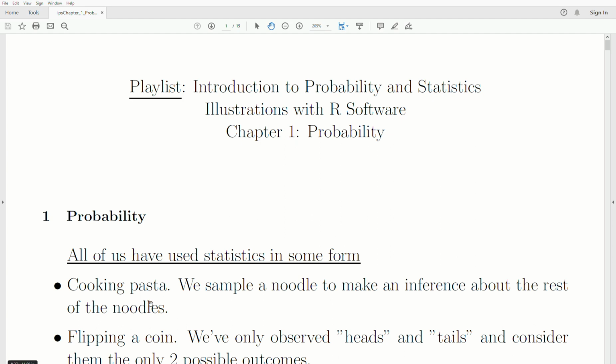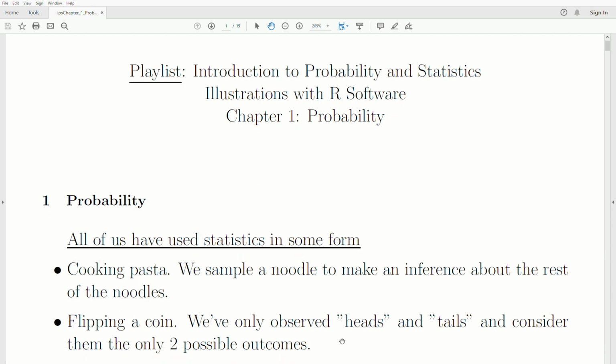The first one is when you're cooking pasta, we sample a noodle. We have boiled water, we throw in pasta, spaghetti or macaroni. It boils for a while and we want to know if it's done. So we sample it. We take one noodle, we eat it, and then we make an inference towards the population, the rest of the noodles. So we're assuming that the population's homogeneous, that our sample is representative of the population. I mean, everyone has done that.